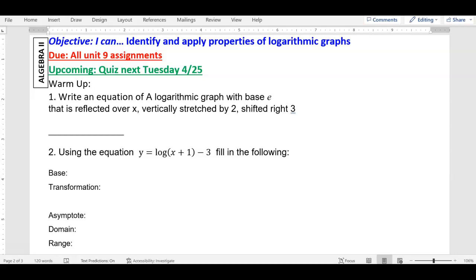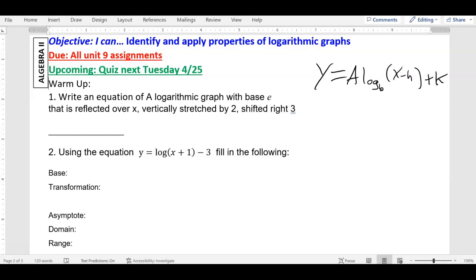Okay, number one, let's write an equation of a logarithmic graph with base e that is reflected over x, vertically stretched by 2, and shifted right 3. Now, this was on your notes, so you can write this down somewhere if you want. y equals a log base b of (x minus h) plus k. This is at the top of 10.1 notes from yesterday.